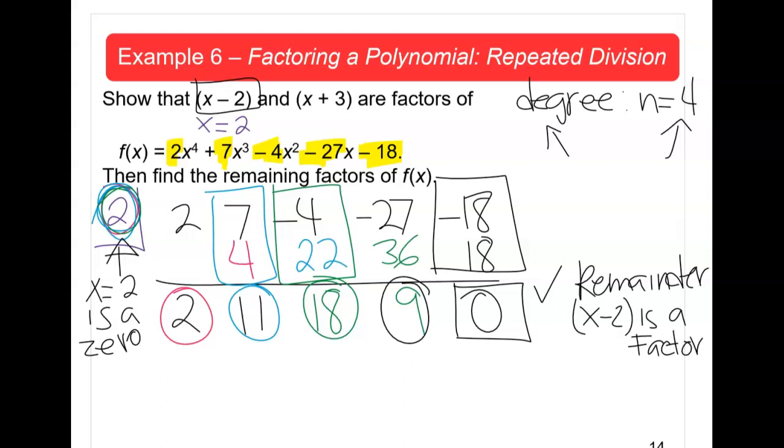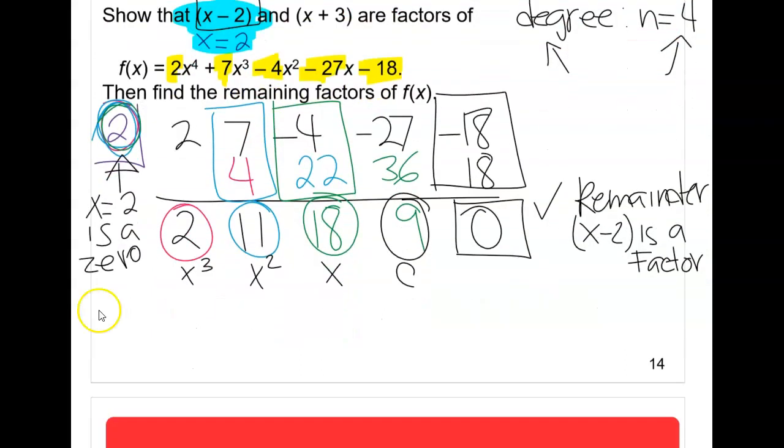So right here, we have that 2 represents x cubed, 11 represents x squared, 18 represents x, and 9 represents your constant term. So instead of using the original coefficients to verify, we only verify that this one is a factor so far. We got a yes. So instead of going back to the original coefficients that you see highlighted in yellow, we're going to use the new coefficients, and this will make our life a lot easier.